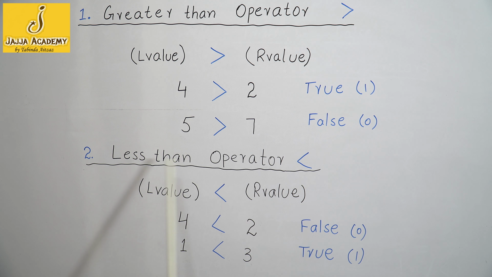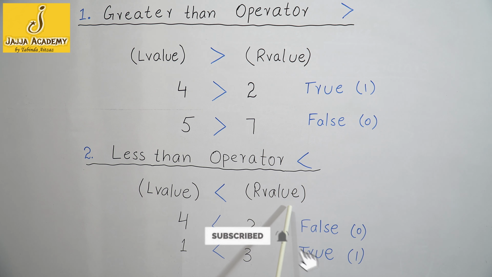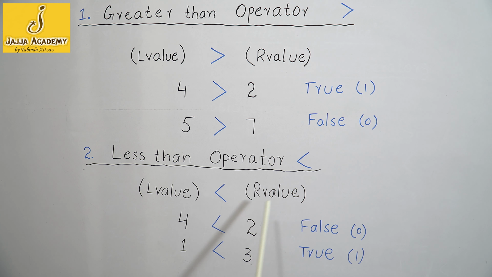The next operator is less than operator, which is represented by this symbol, and according to the less than operator, the value on left side, the left value should be lesser than the value written on right side or right value. For example, 4 is less than 2. Is 4 less than 2? No. 4 is a larger number and it is greater than 2. So when less than operator will compare 4 with 2, it will return false, and false is also represented by 0.